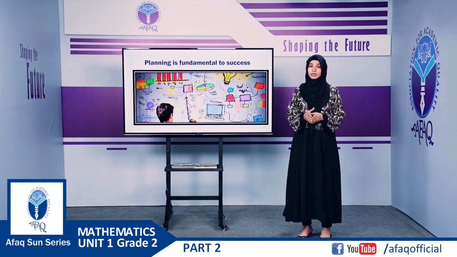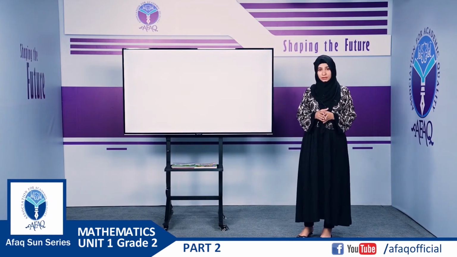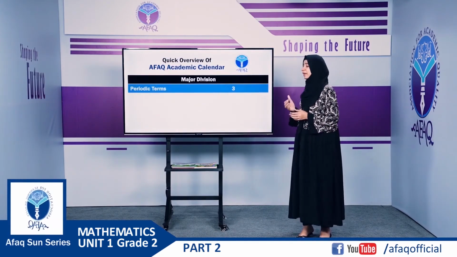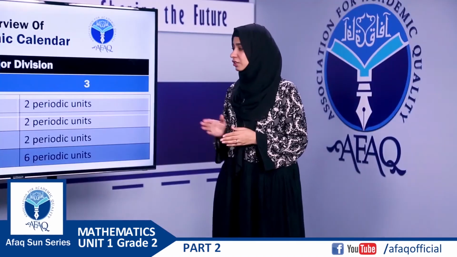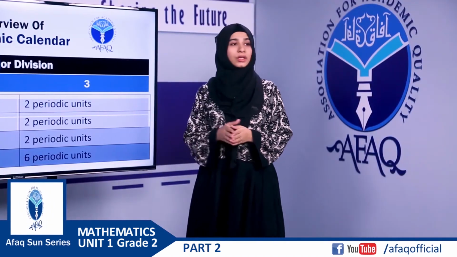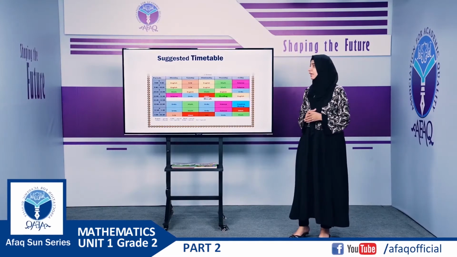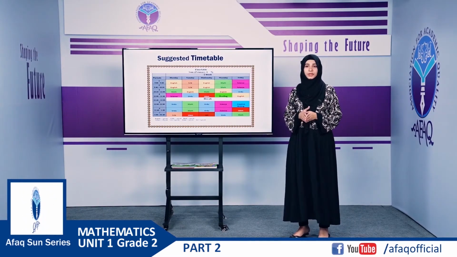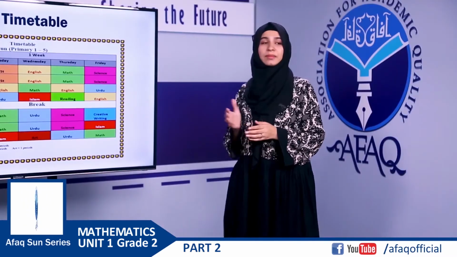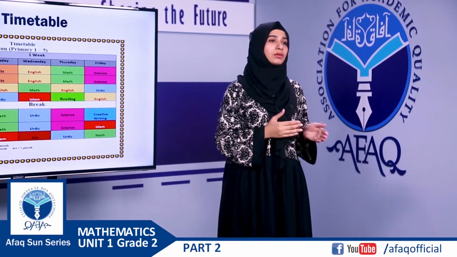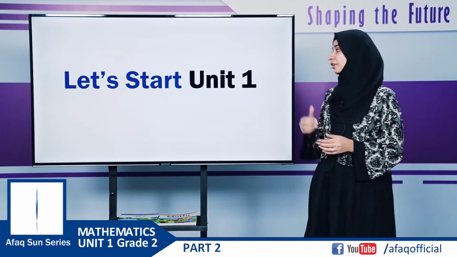That is planning, because without planning you cannot achieve your goals. That's why AFAQ have made academic calendars for you. We have 3 periodic terms and each term is divided into 2 periodic units. That's not all. AFAQ have also designed a suggested timetable for you according to the weightages of subjects. And you could adjust this timetable according to the timetable of your own school. So students, let's start unit number 1.